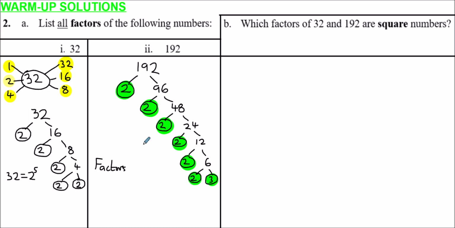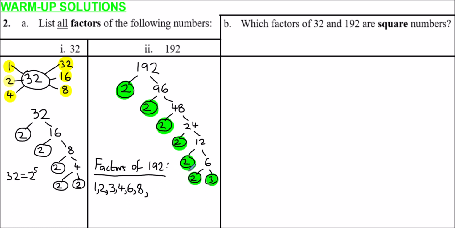So always start with 1, because 1 is a factor of any whole number. So we can use just one of the 2's. We could use just one of the 3's, just for 1 3 on its own. Or we could do 2 times 2, which should be 4. We could do 2 times 3, which is 6. I'm going in ascending order. Or we could do 2 multiplied by 2 multiplied by 2, which would give us 8.